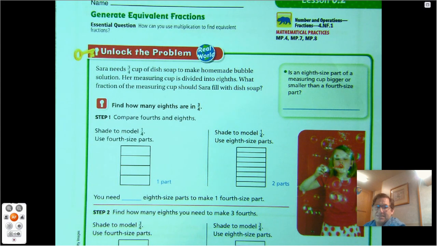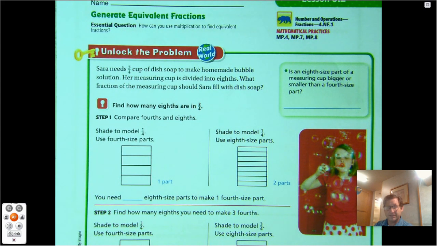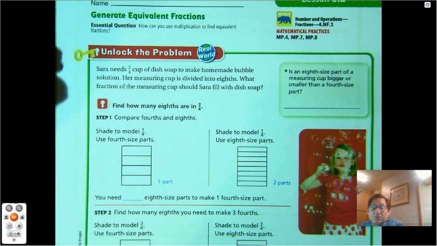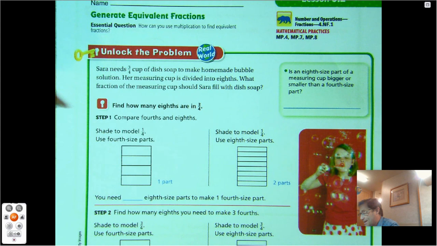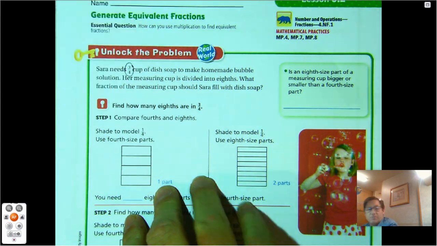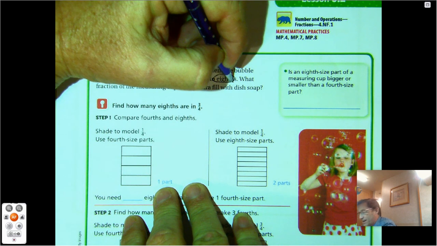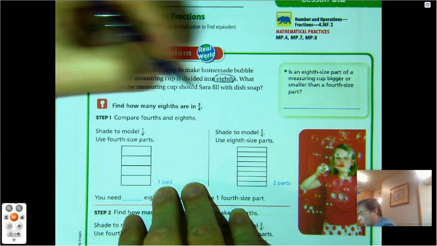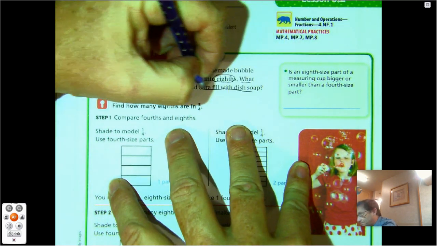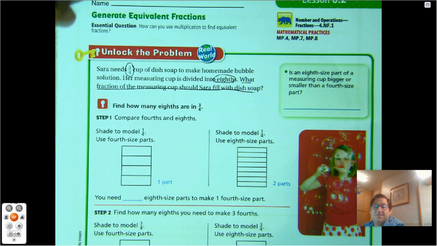So Sarah needs 3/4 cup of dish soap to make homemade bubble soap solution. Her measuring cup is divided into eighths. What fraction of the measuring cup should Sarah fill with dish soap? All right, so we know that she needs 3/4 cup, but she only has eighth cups. So what fraction of the measuring cup should she fill with dish soap?